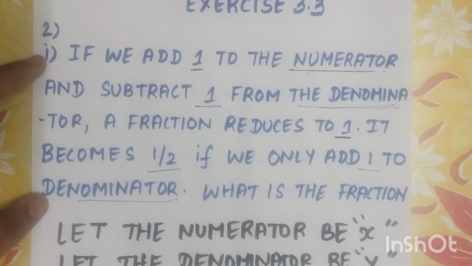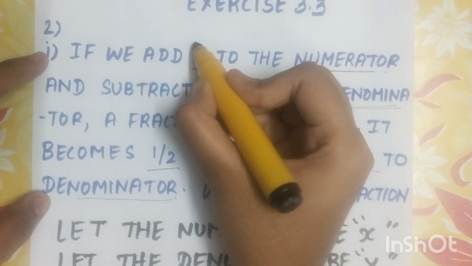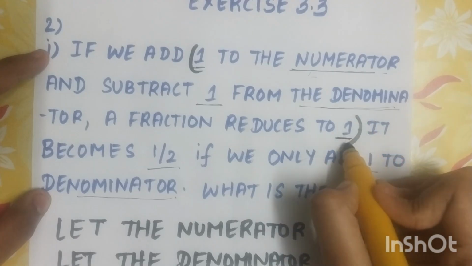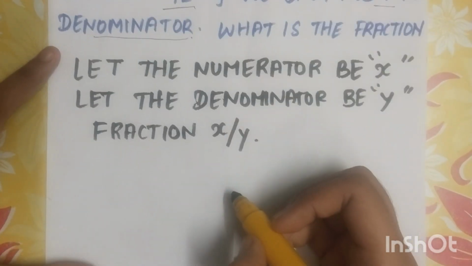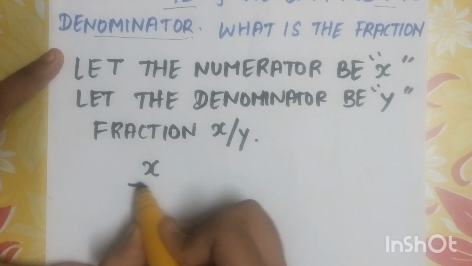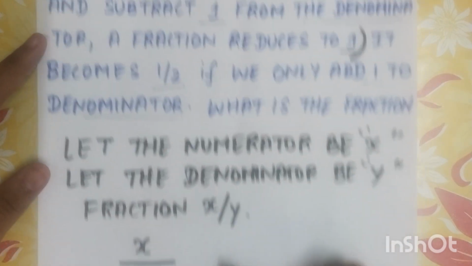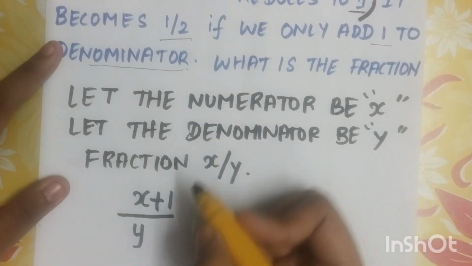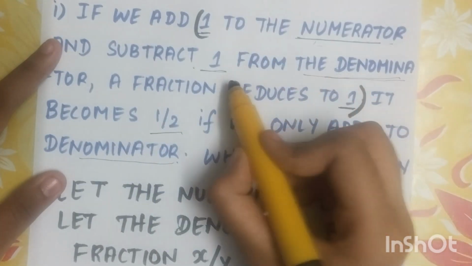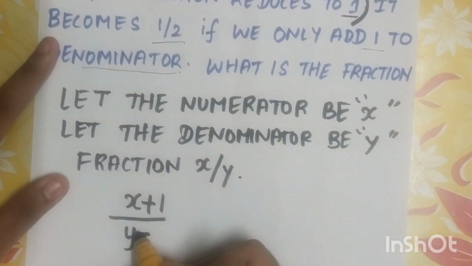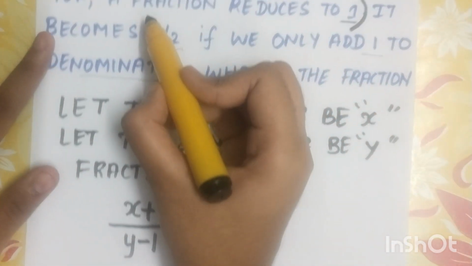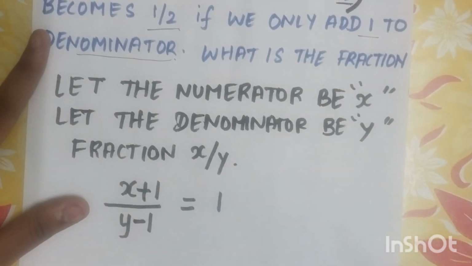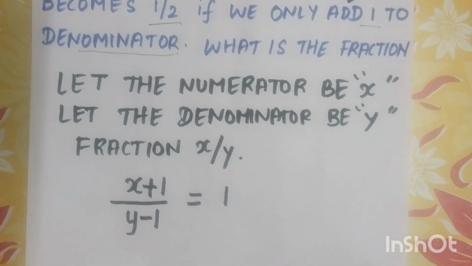So the first clue is that we have to add 1 to the numerator and subtract 1 from the denominator, so it reduces to 1. So this is our first equation. First I'll write the numerator and denominator, it is x by y. If I add 1 to the numerator and subtract 1 from the denominator, the fraction becomes 1. So this is how you have to break each and every word.